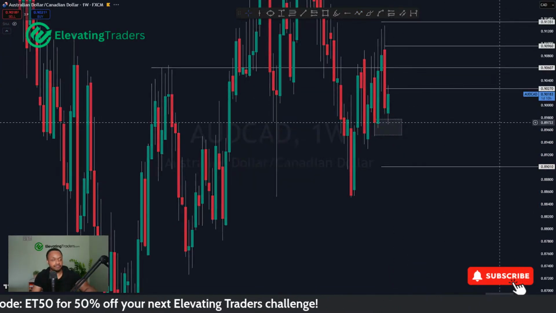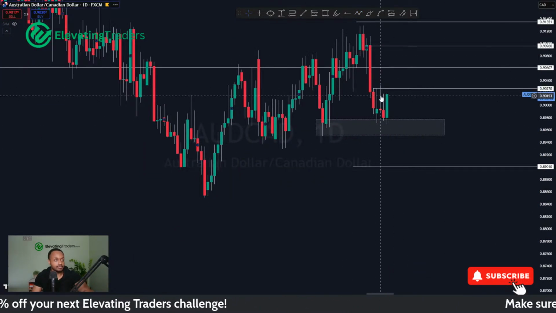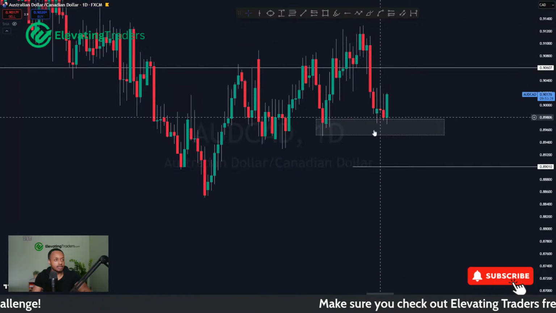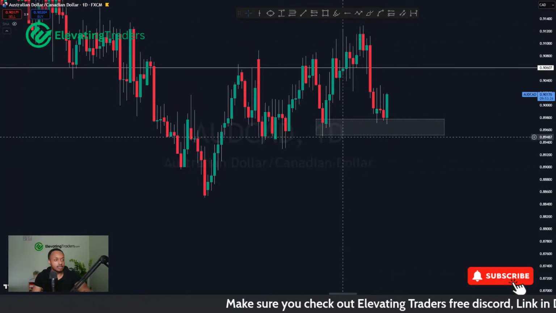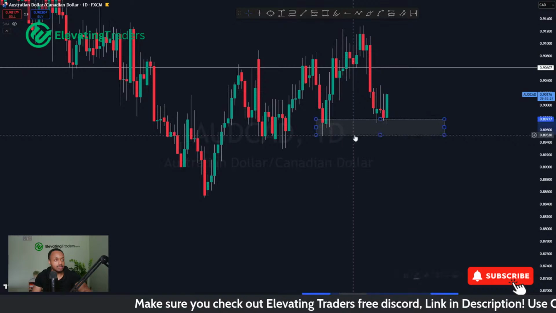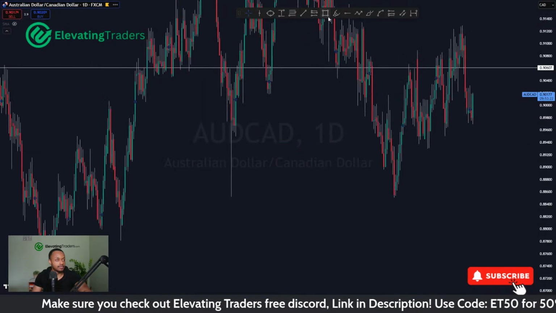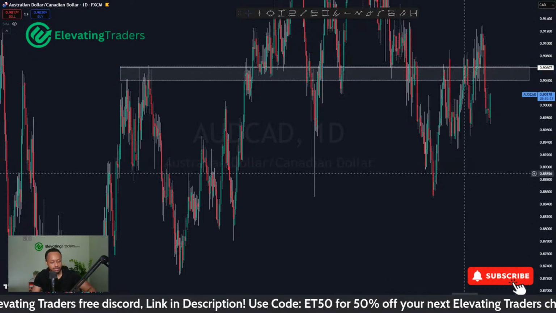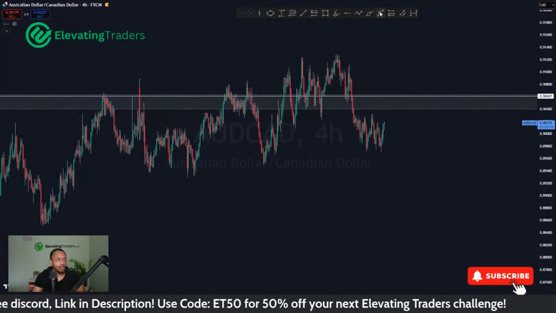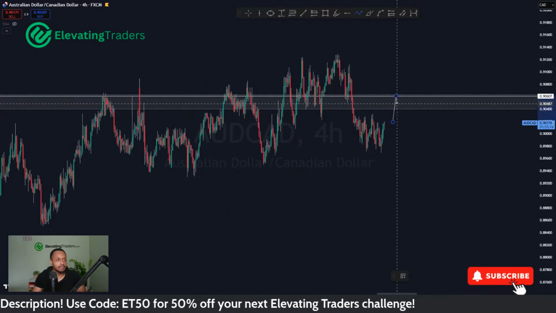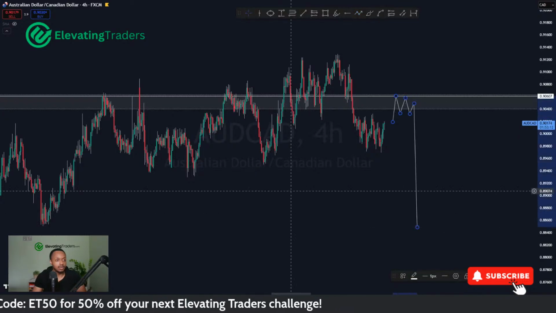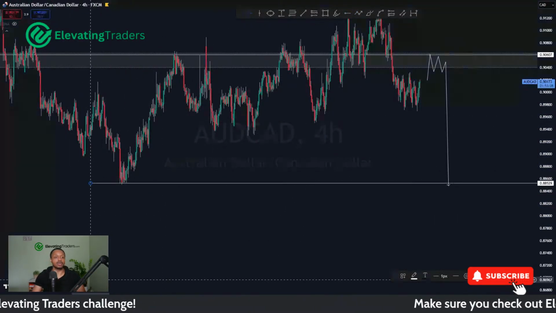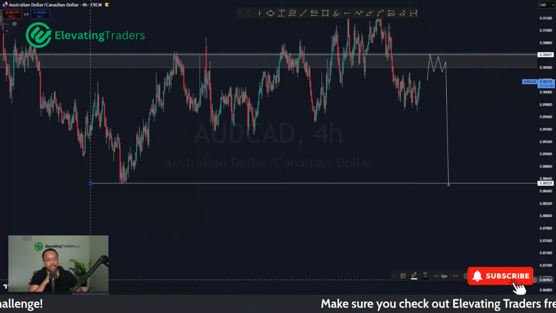So let me just get rid of these lines. So again, for Aussie CAD, looking to see if we can pull back into that area, respect it, perhaps see another lower high and a continuation. And then, of course, targets will be back at the prior low. So Aussie CAD I like.